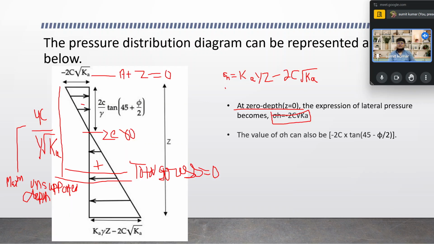Okay, now you see the pressure distribution diagram can be represented over here. You can see that the pressure distribution diagram is shown first of all in the first section at the top. You see minus 2c root K is there. Okay, so it is explained. You come across these things. I will write it again.